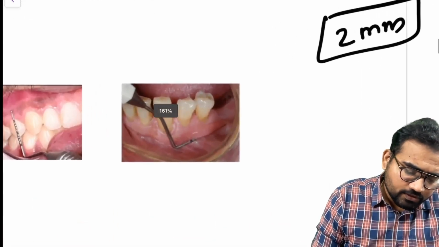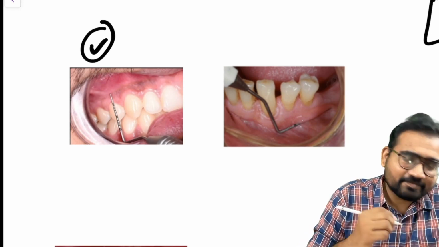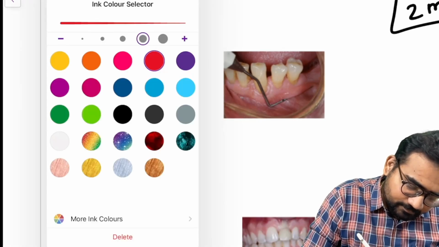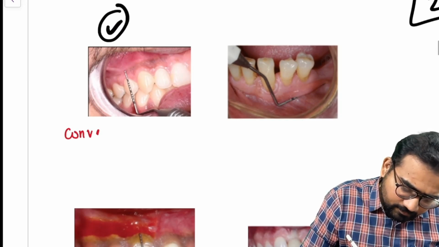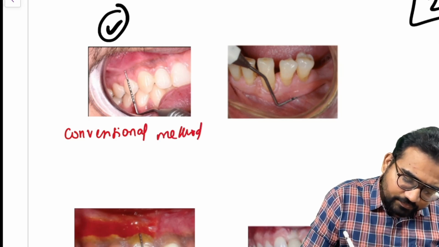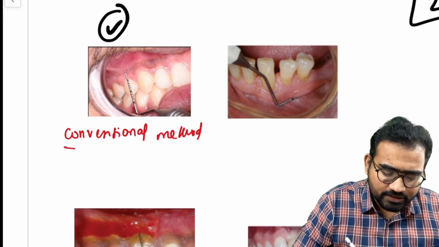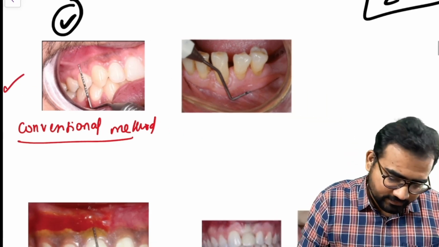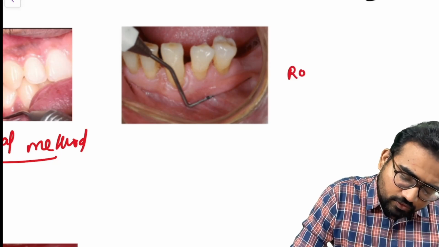Very good. So what I told you is the conventional method. I'm measuring the distance from the gingival margin to the mucogingival junction and subtracting the probing depth. Done and dusted. There are other ways also to measure the width of attached gingiva. Take a look at this picture. This is called the roll test.